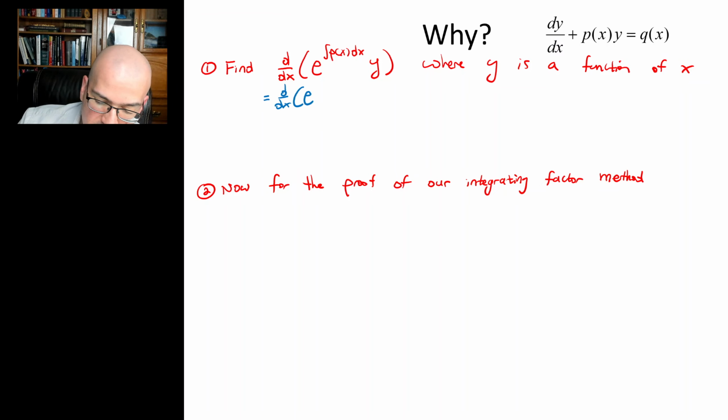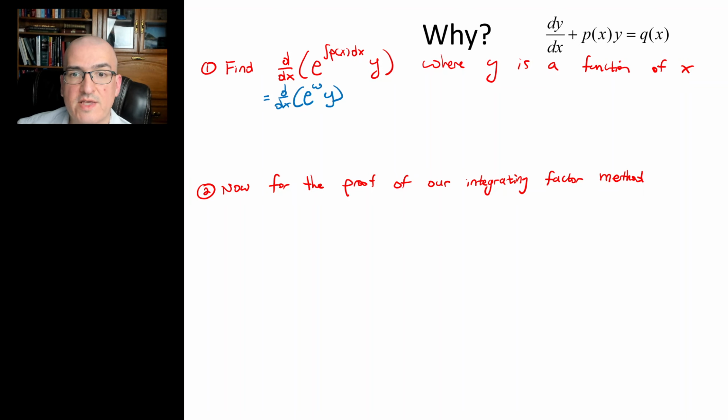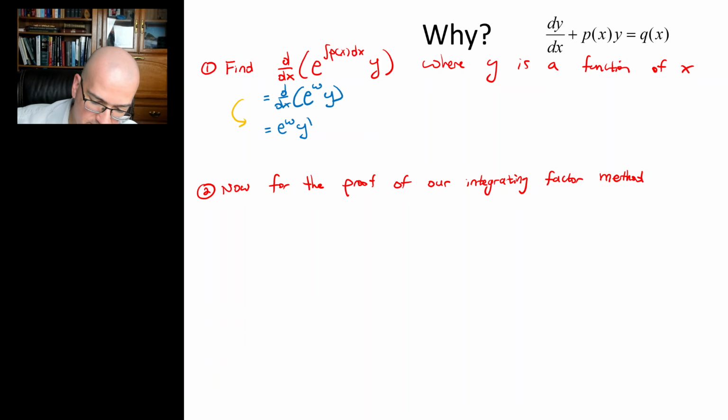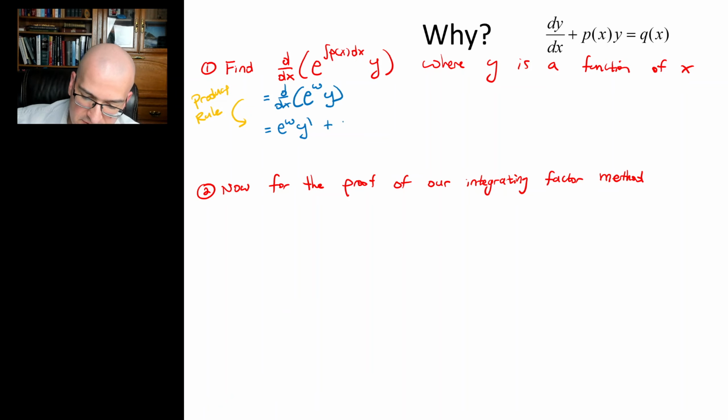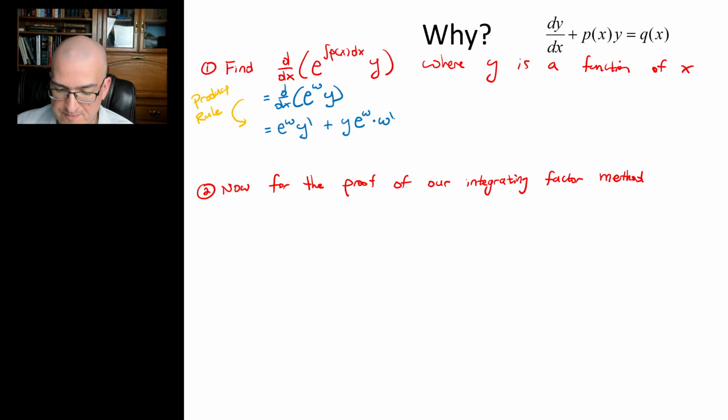This is the derivative of e to the w times y, where w is a function of x and y is a function of x. So we're going to need a product rule. We're going to have the first function times the derivative of the second, plus the second function times the derivative of the first. And the derivative of e to the w is e to the w times w prime.